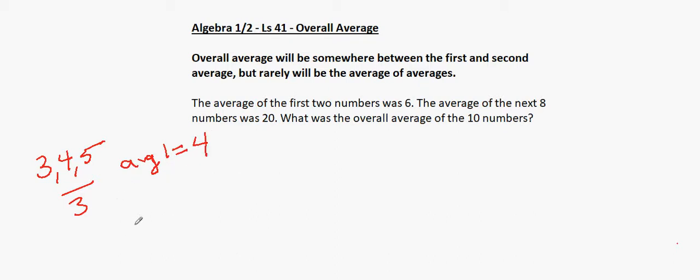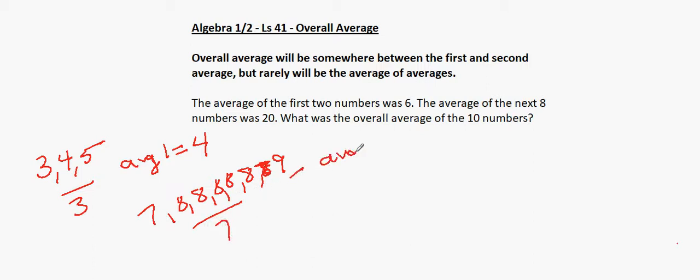Let's say the last 7 numbers are 7, 8, 8, 8, 8, 8, and 9. 1, 2, 3, 4, 5, 6, 7 total numbers, 5 of which are 8, 2 of which are 7 and 9. What's the average of those? Well, you add all these up, it's going to be 56. How many total numbers was it? 7. So average 2 is 56 divided by 7.